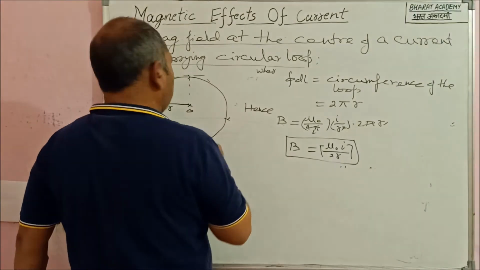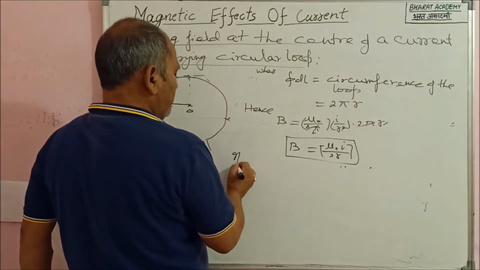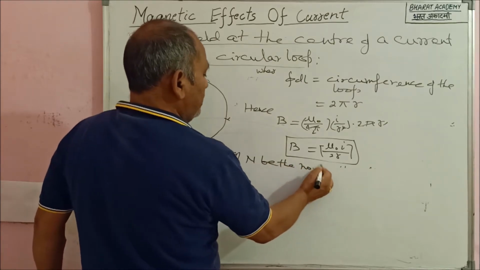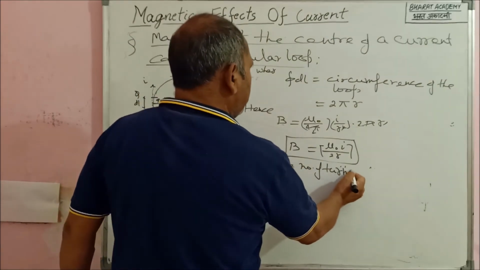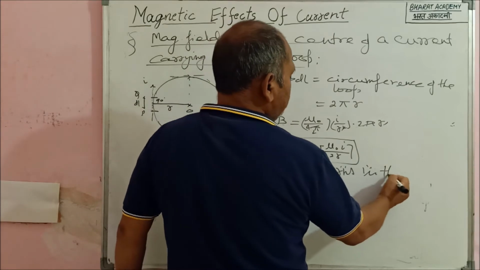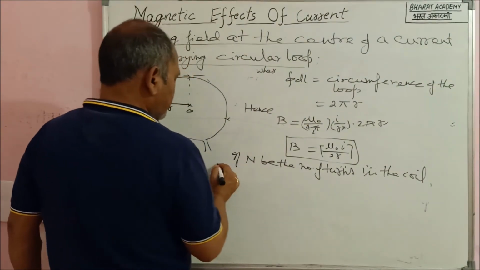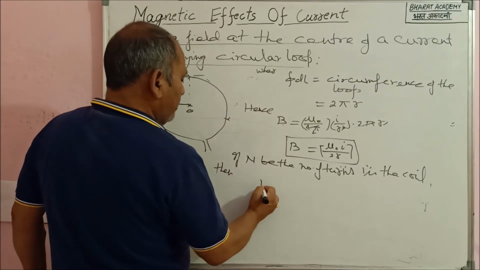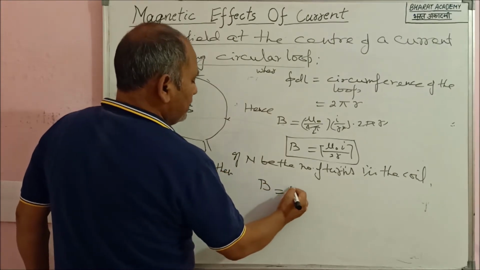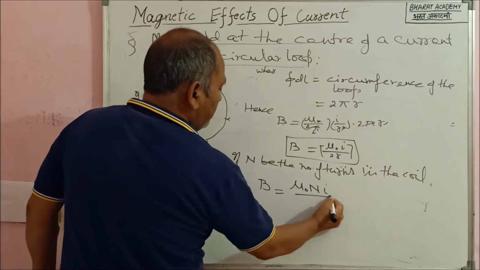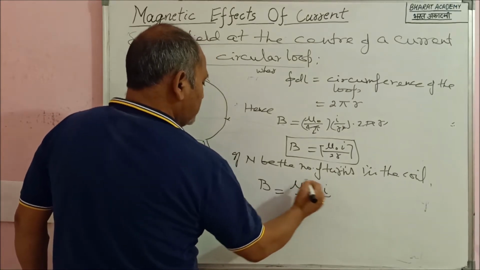But a loop is never in one turn. If N be the number of turns in the coil, then the magnetic field at the center will become mu 0 N I by 2r. Simple formula.